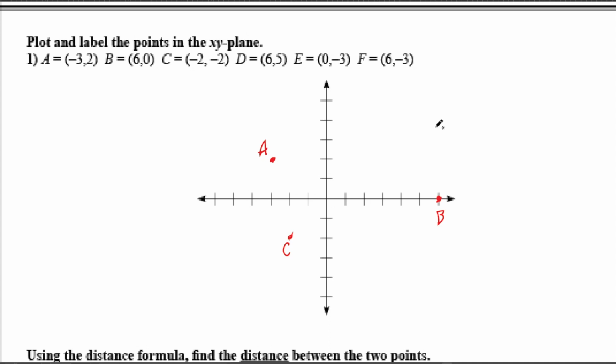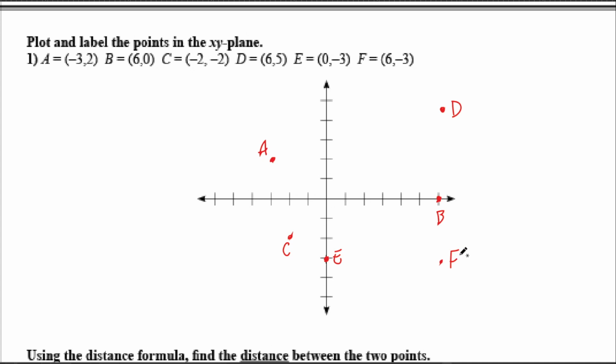Is that 5 right there? All the way to the top? Okay. What is that, D? And E is 0, -3. So you go 0 on the X and then 3 on the Y, or -3 on the Y. 1, 2, 3, right there. And that's E. And then 6, -3. So there's 6. There's -3 right there. And that would be F.